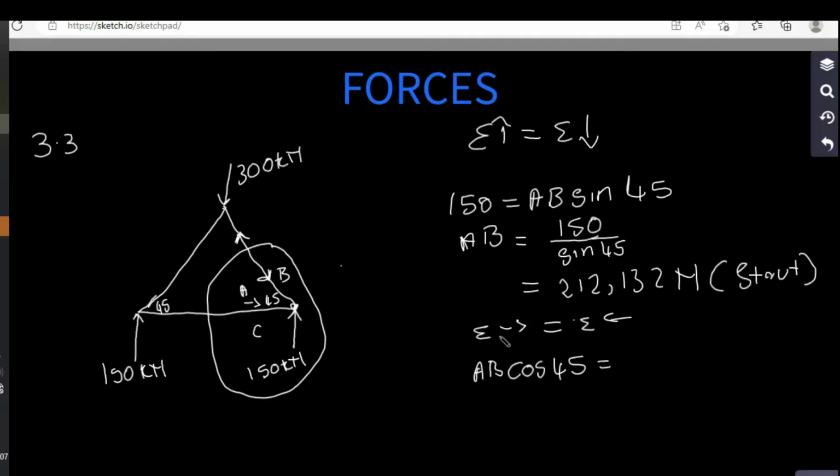We have to choose a direction for AC. It will be in that direction. It will be AC. We have AB, therefore our AC will be equals to AB, which is 212.132 cos 45. And our answer here will be 150 newtons. It's positive, therefore the force is okay. We mirror the sign, giving us a tie.